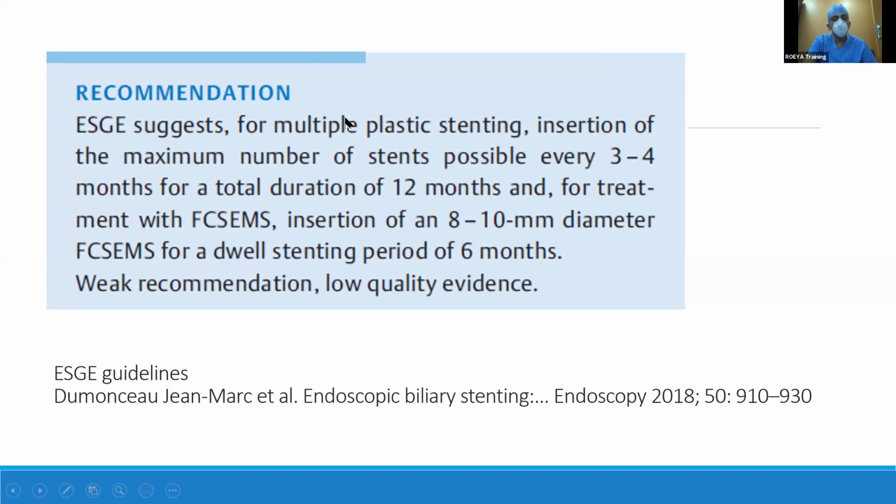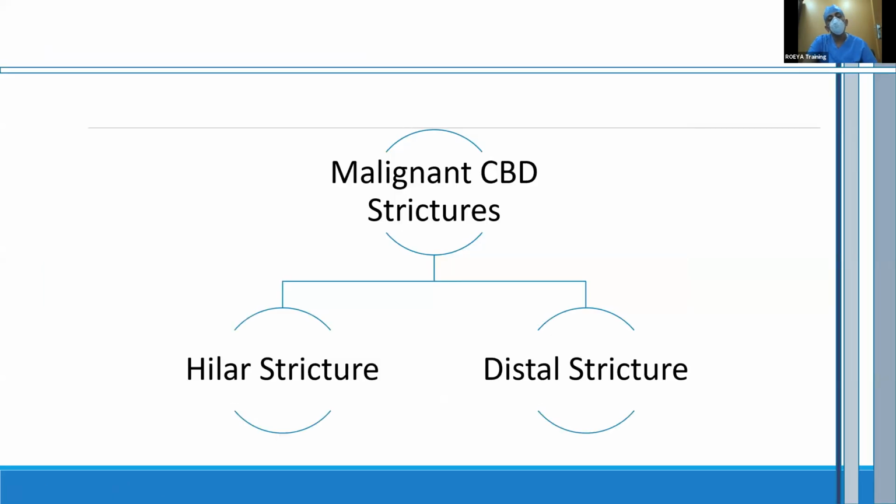So if we do multiple stenting, we need to put the maximum number of stents, which means I will put 2, and then the patient comes again after 3 months to get 3, then 4, then 5, until the calibration happens after 12 months. Or we can put a fully covered stent for a period of 6 months.